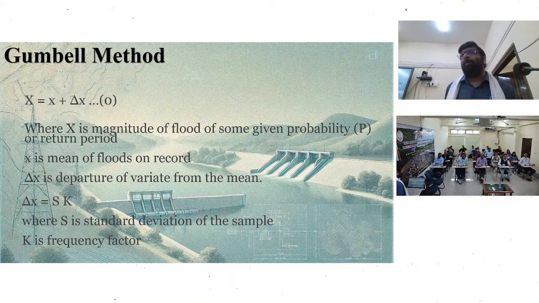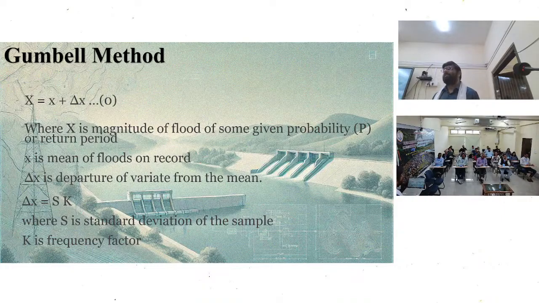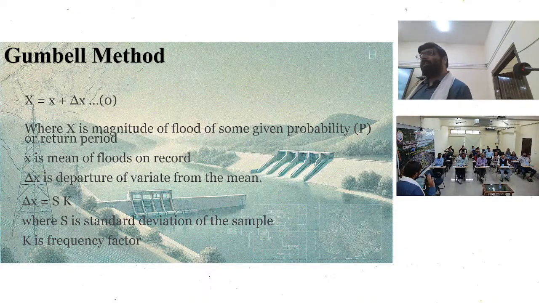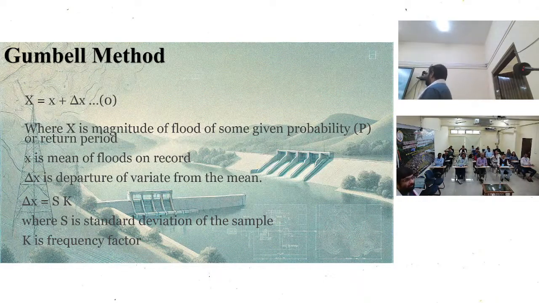So first we will go for the Gumbel method. I will just lay out the specific steps. I will not go into theory, how it has come, why it has come. We are going to do very specific work. So X is the magnitude of the estimated flood that we want to estimate. Small x is the mean flood value of the observed data, and delta x is the departure from the mean. Generally we write it, as you must be familiar, as x equals x prime plus K into s. I think everybody can recollect that kind of method.